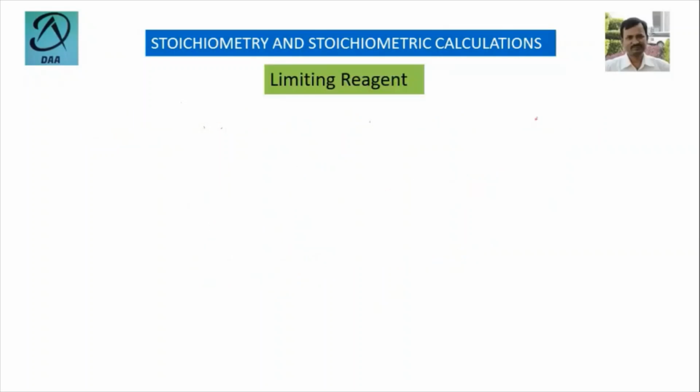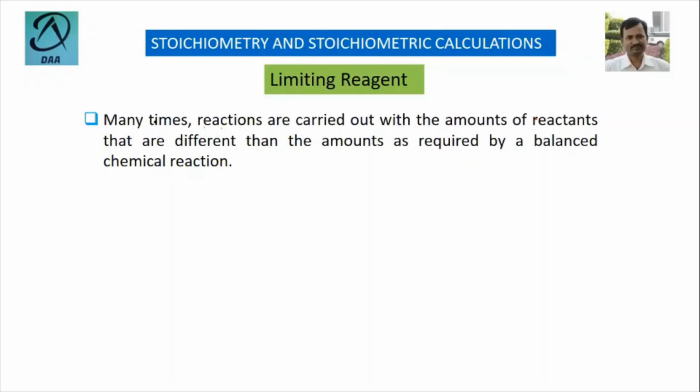Now, limiting reagent. Many a time the reactions are carried out with amounts of the reactants that are different from the amounts required by a balanced chemical reaction. We'll give one example. Another example, nitrogen with hydrogen will produce ammonia gas under certain conditions.